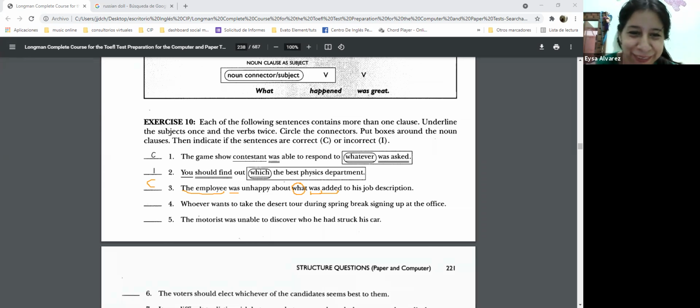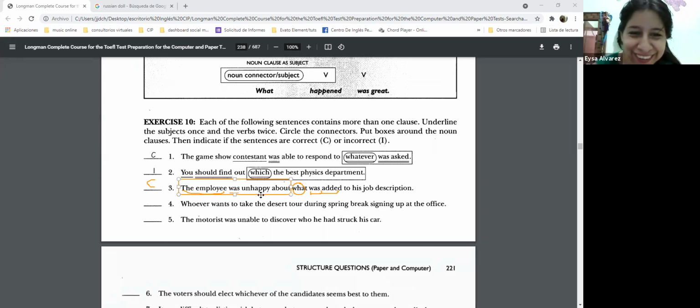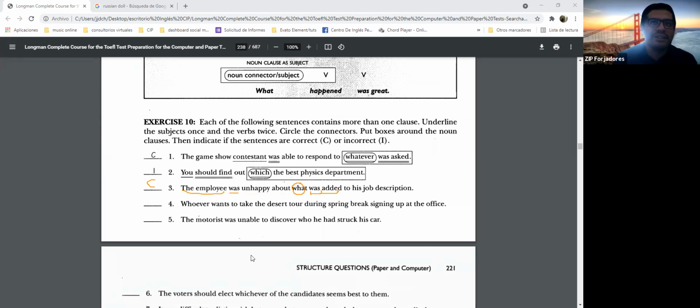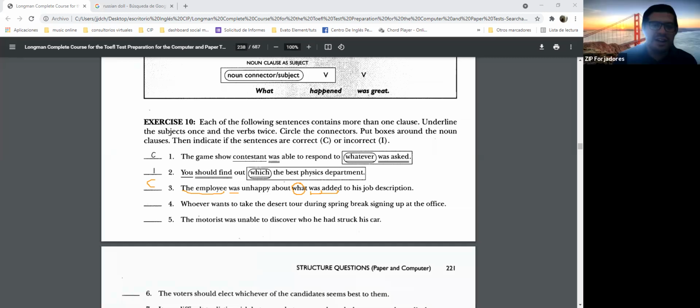I think the first one, this one is the subject. No, okay, well, first, before that, identify the noun clause connector. Remember, the noun clause has to start with a noun clause connector, this one. So the noun clause is going to start from here to here. It's the only one, okay?